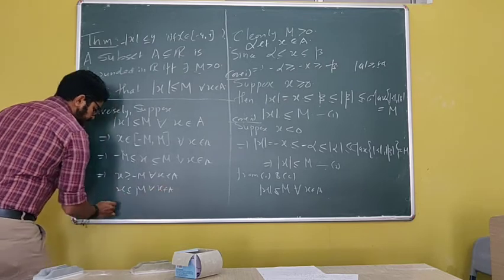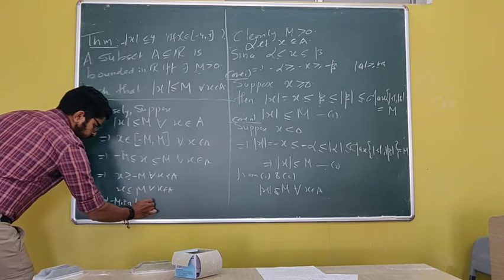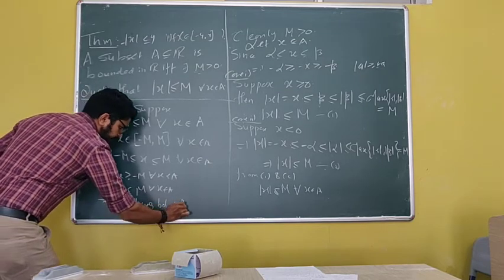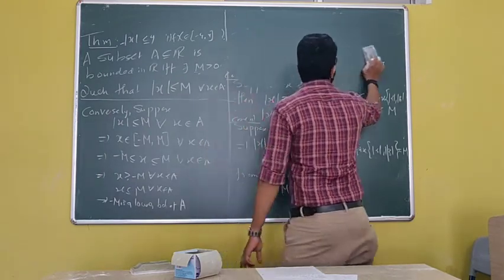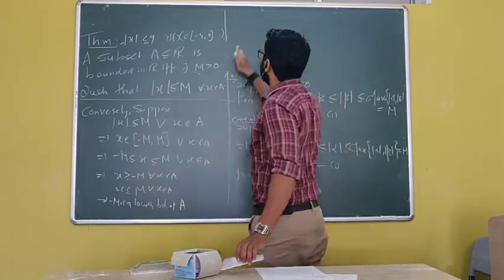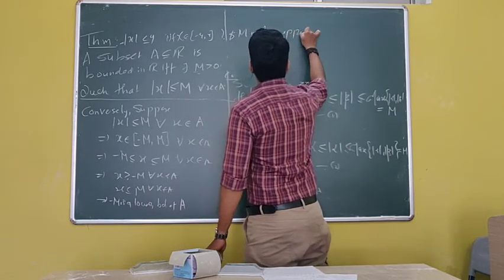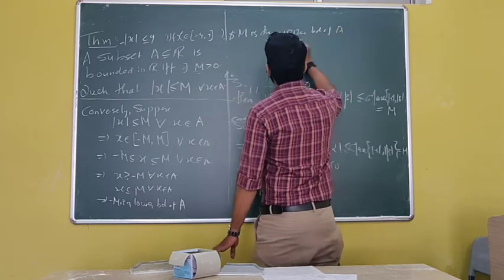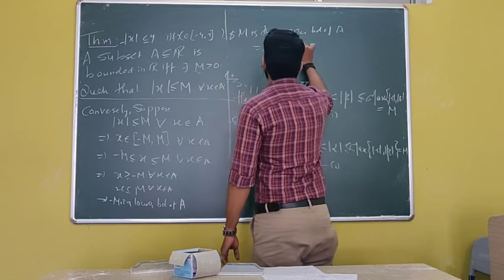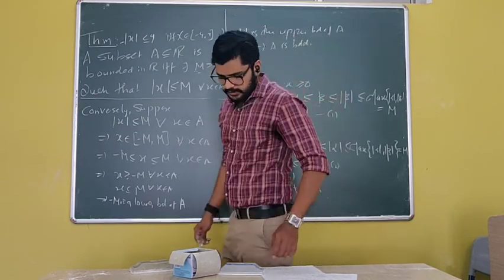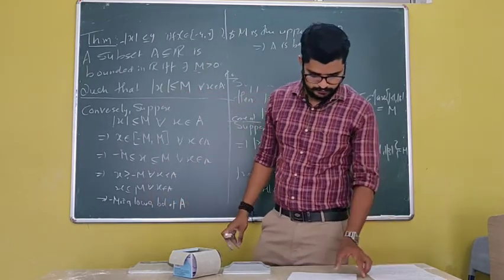What does this mean? This means that minus m is the lower bound, and m is the upper bound. So that concludes the proof.